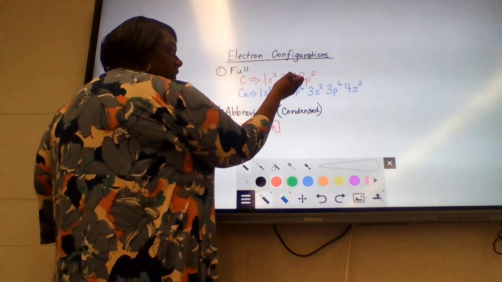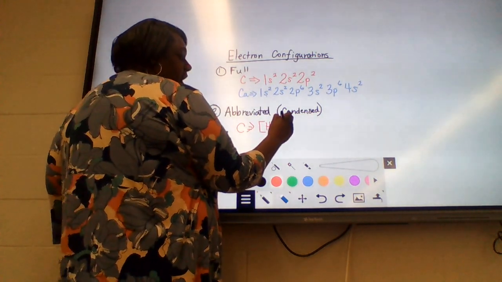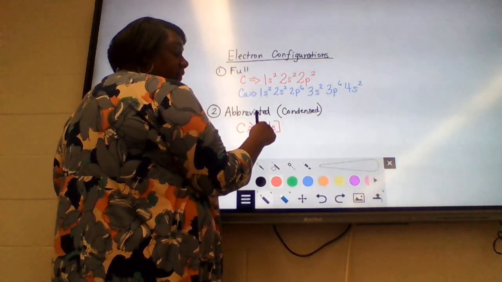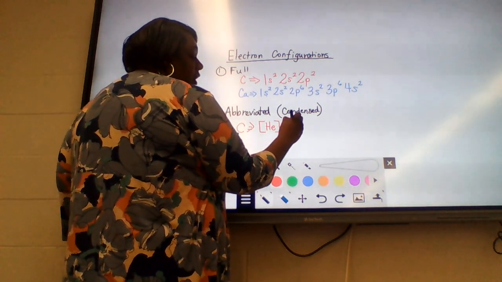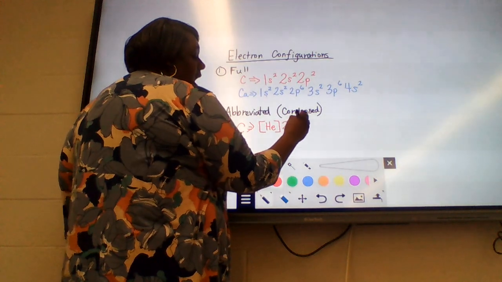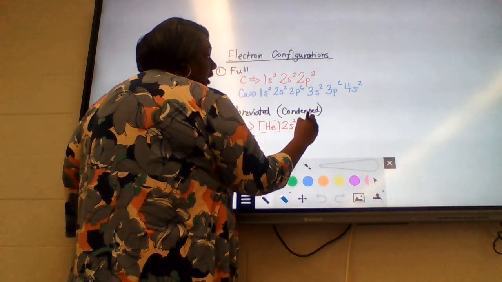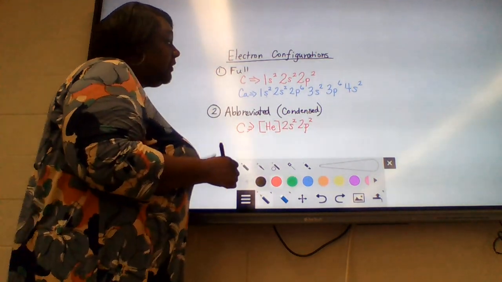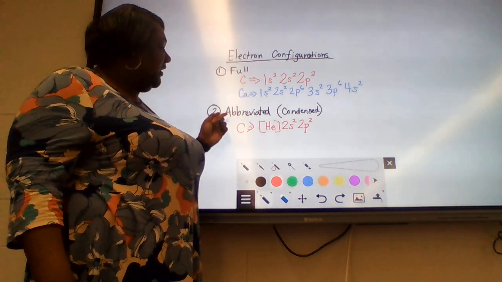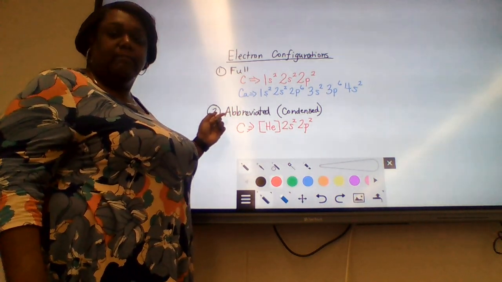I would do that the same way that we did with the full configuration. After helium is atomic number 3, which is located on row 2 in the S block, and then I move to row 2 in the P block. And I have my abbreviated configuration for carbon.